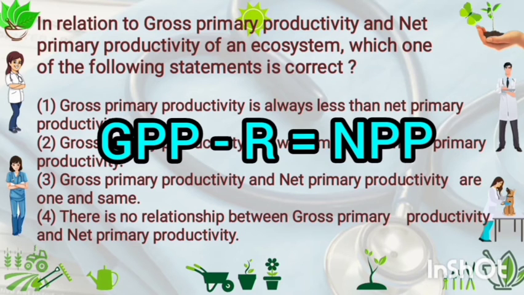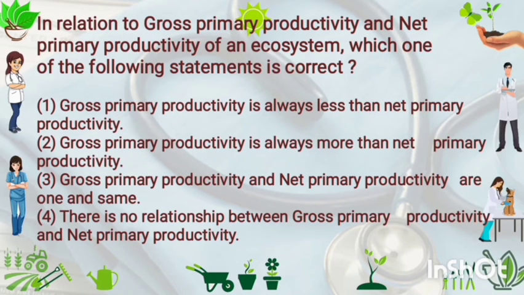We know that gross primary productivity minus respiration losses is the net primary productivity. So gross primary productivity is always more than net primary productivity. It is because gross primary productivity is the total solar energy trapped in the food material by photosynthesis. So the second option is the correct answer. Gross primary productivity is always more than net primary productivity.